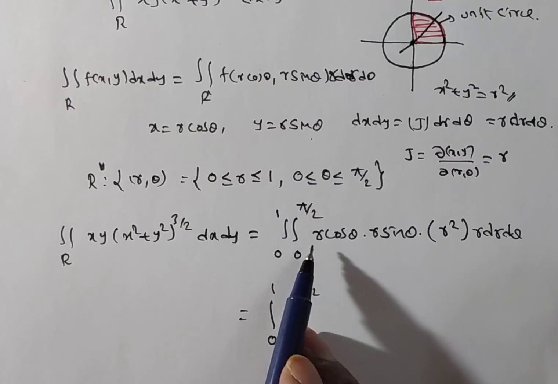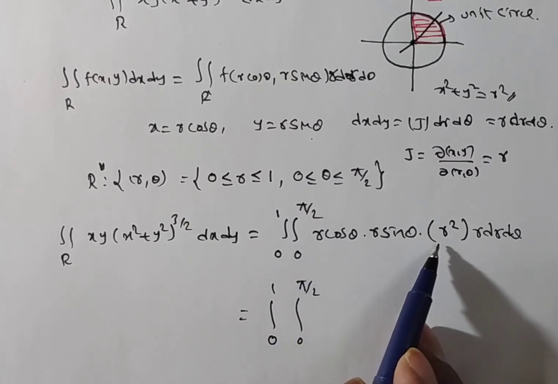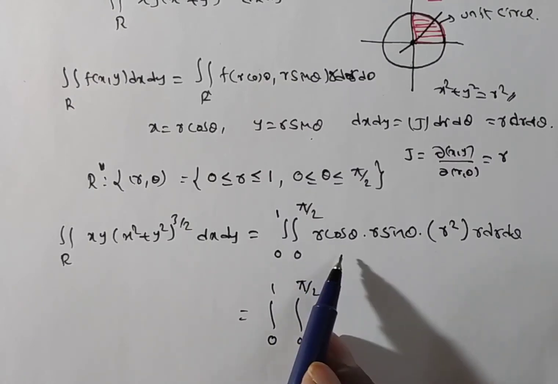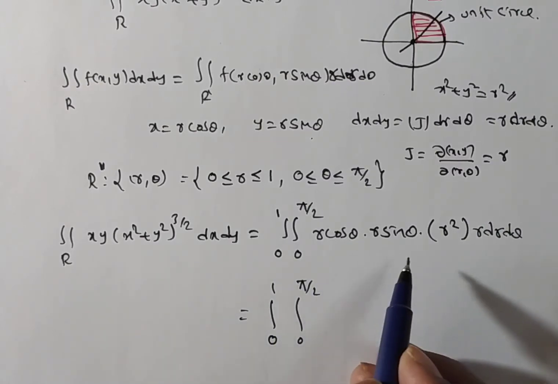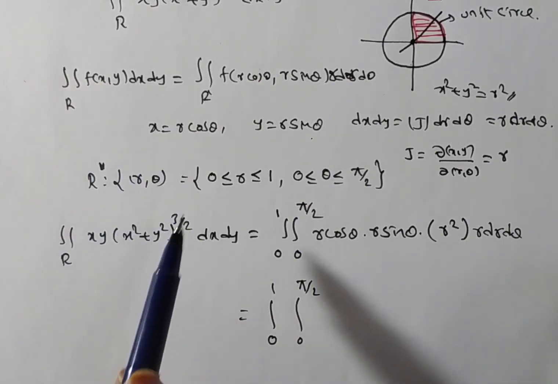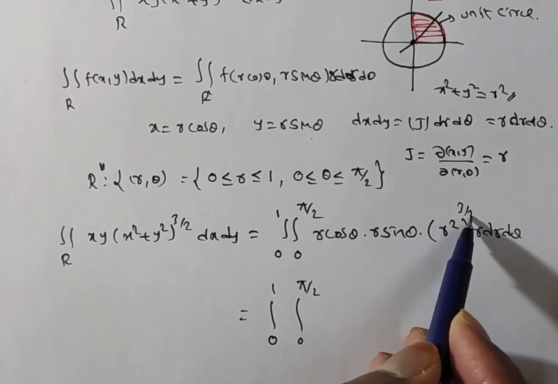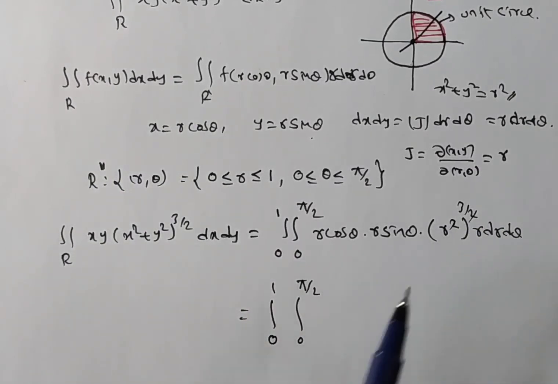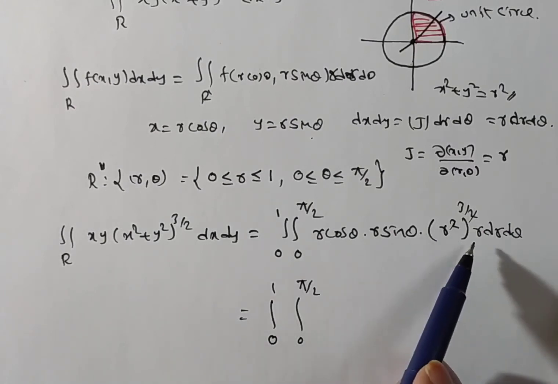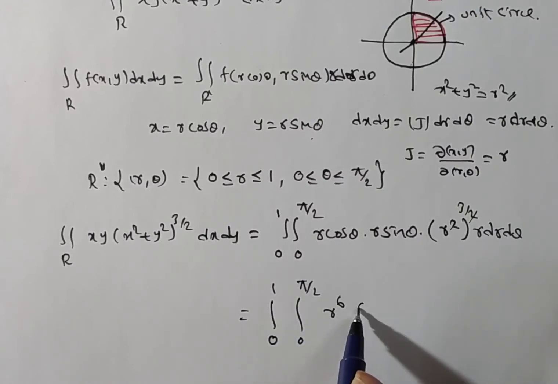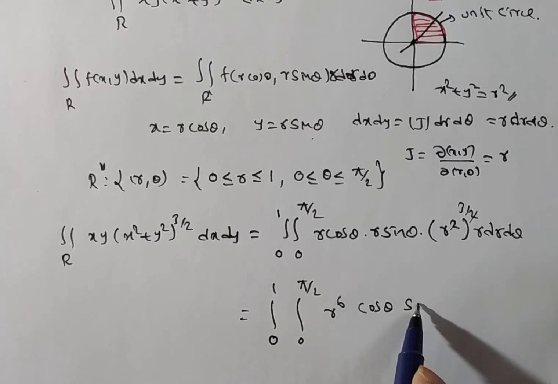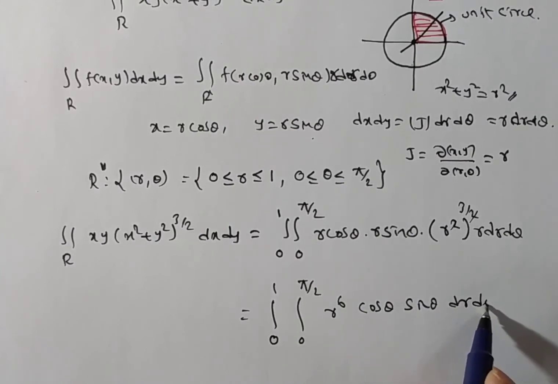What r terms do you have here? r power 1, r power 1, r square and r. So finally you have r to the power of 3 by 2. The square root and the root square will get cancelled. Then you will have r cube, r cube into r power 4, r power 5, r power 6. So r to the power of 6 into cos theta into sin theta dr d theta.